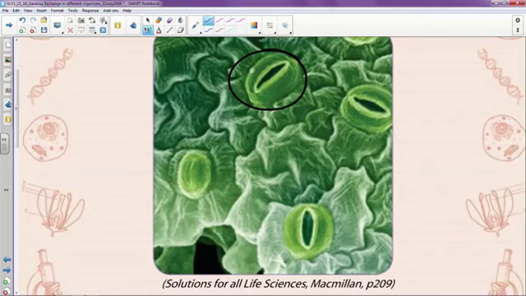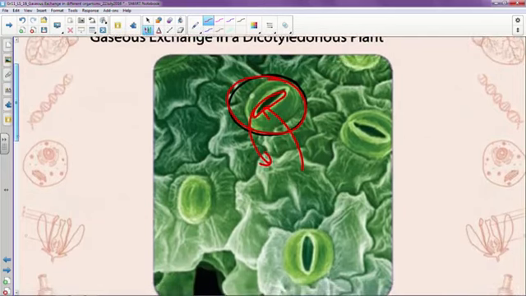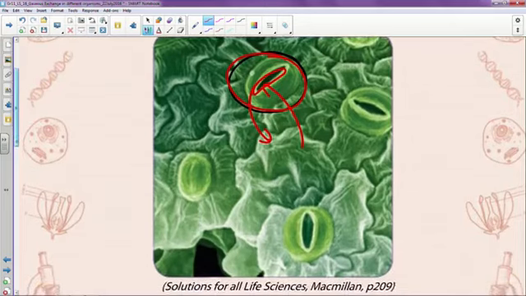I'm going to try and change my color so that I can highlight that for you. Here you're seeing a pore on the surface of the epithelial layer, and these allow for the exchange of gases into the leaf and out of the leaf. So here we're looking at the stomata, the stomatal apparatus, which is basically a mechanism that allows for the exchange of gases in the leaf of plants.